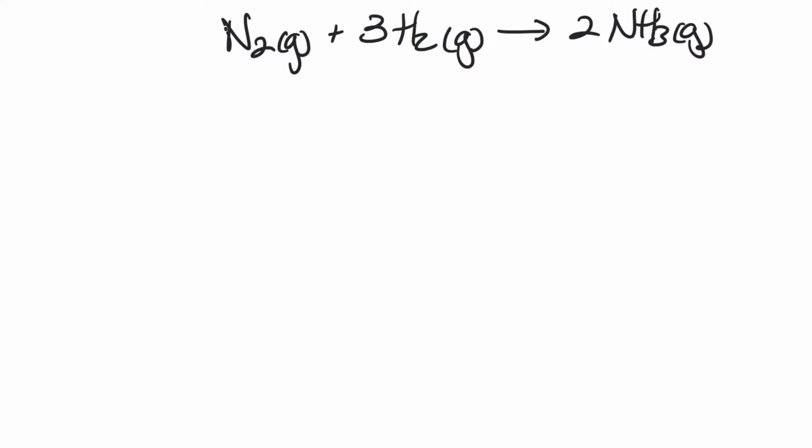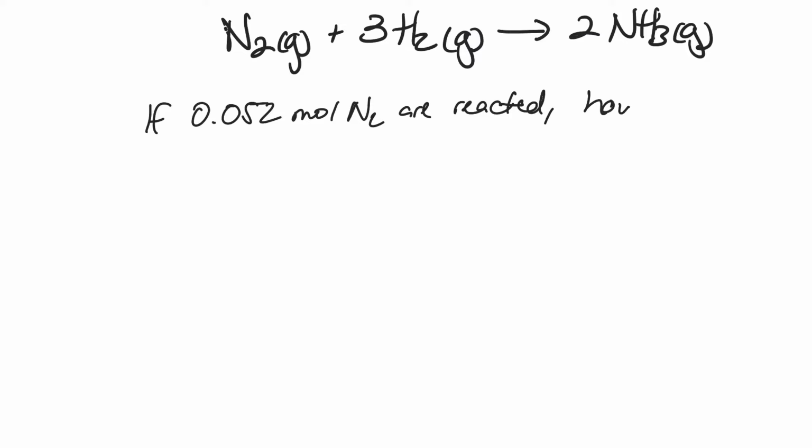So for this next example, let's use a real chemical equation. In this case, we have N2, nitrogen gas, plus hydrogen gas, 3H2, yields 2NH3, which is ammonia. Let's answer this problem here. If 0.052 moles of N2 are reacted, how many moles of NH3 are formed?